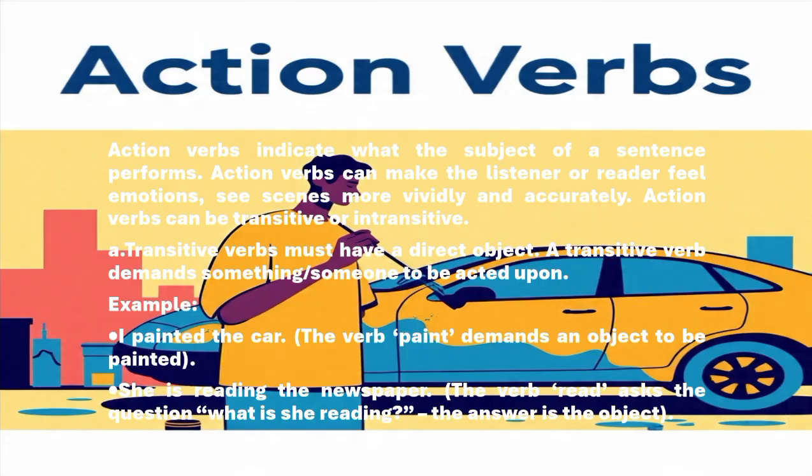Example. I painted the car. The verb paint demands an object to be painted. She is reading the newspaper. The verb read asks the question, what is she reading? The answer is the object.